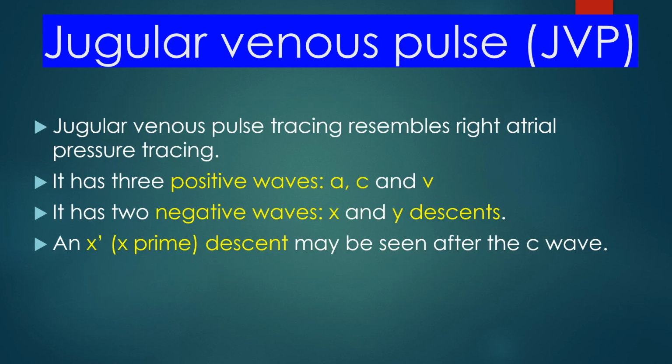The jugular venous pulse tracing resembles the right atrial pressure tracing. It has 3 positive waves, A, C and V, and 2 negative waves, X and Y descents. An X prime descent may be seen after the C wave, that is mostly in the recordings and not in the clinical examination.